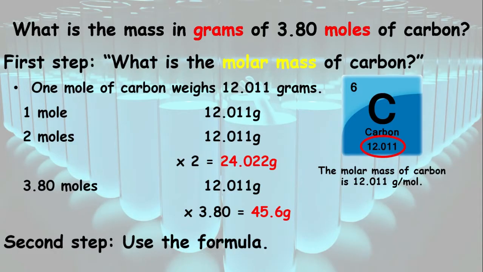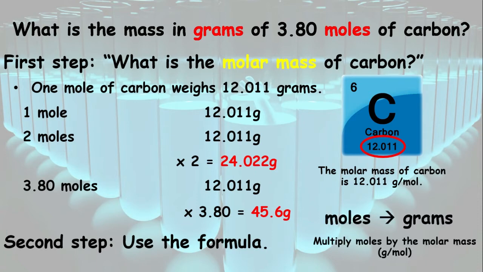So basically, after you get the molar mass, the second step is to use the formula. So again, when you're given a mole to gram problem, you have to multiply the moles by the molar mass in grams per mole. Now let's make it more scientific. We are going to use the conversion factor.